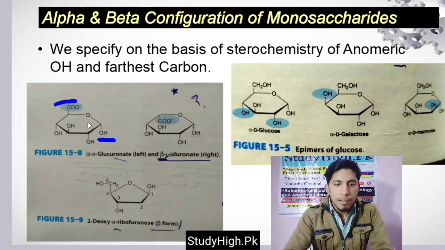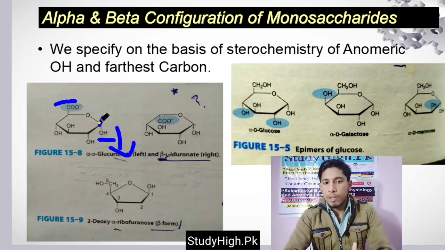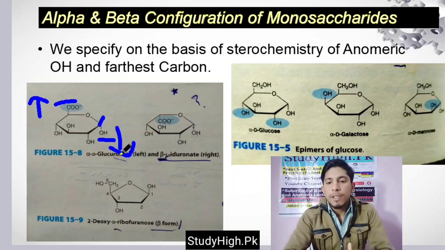Like here, this is a carbon, this is a stereo center, this is the hydroxyl group, it is projected downward, whereas this is the carbon that is away from the stereo center, it is projected upward. Both are in trans form. That's why we can say that this is an alpha configuration of the monosaccharide. That's why we call it alpha.